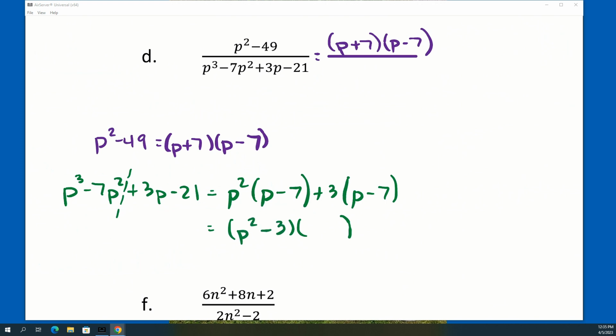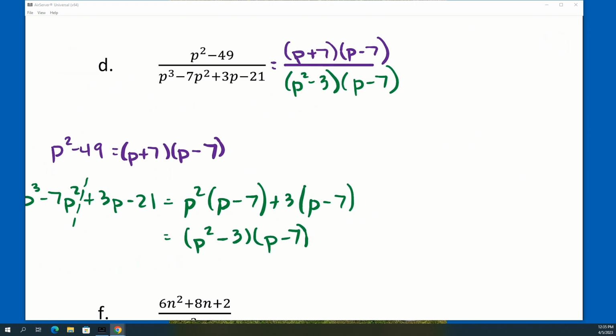But what you factored out goes in one set of parentheses, and then that p minus 7 goes in the other set. All right. And then p minus 7 has to die.